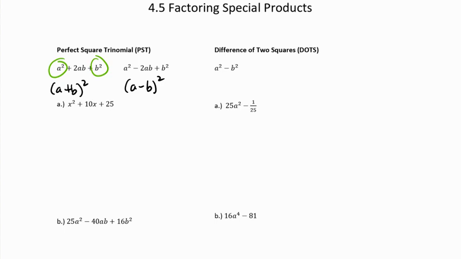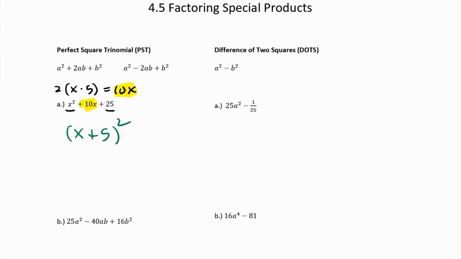But we have to check to make sure it's a perfect square trinomial to begin with. And the way we're going to do that is I'm going to look at this and this. If I take their square roots times 2, it has to equal the middle term. If it does, it's a perfect square trinomial. If it doesn't, it's not a perfect square trinomial. It still might factor, just not as a perfect square trinomial. If it does match, and this one does, then it's going to factor to x plus 5 squared.